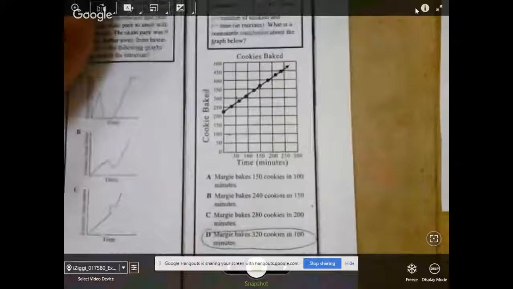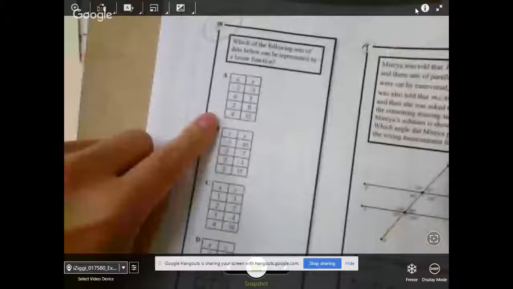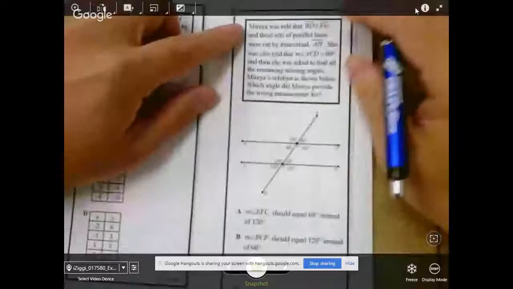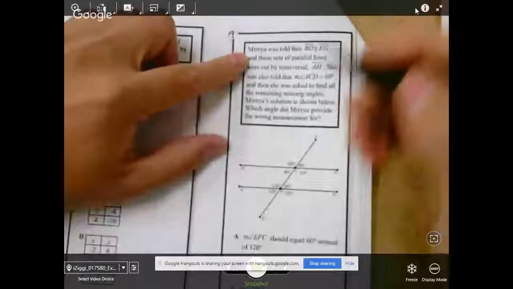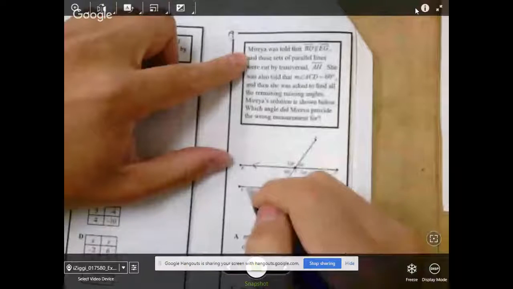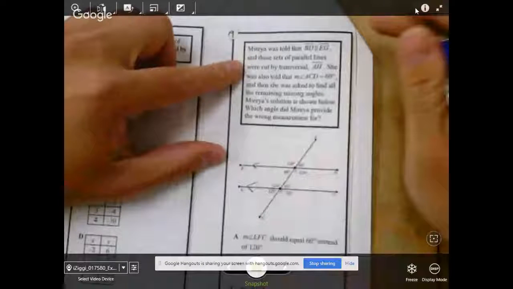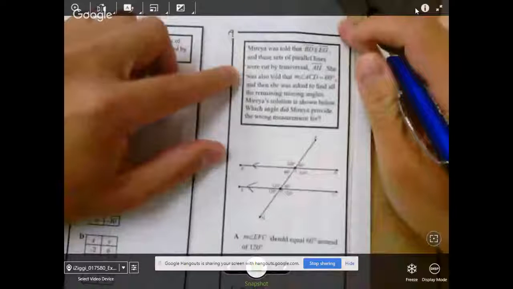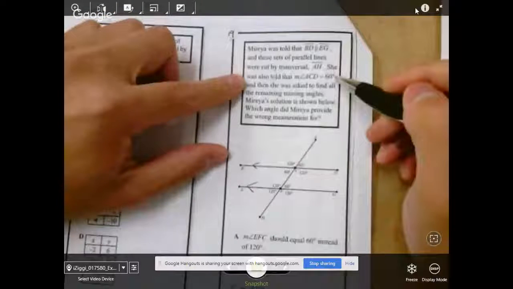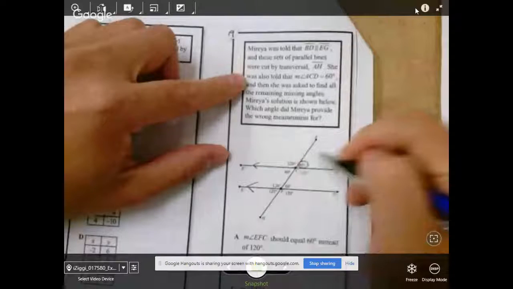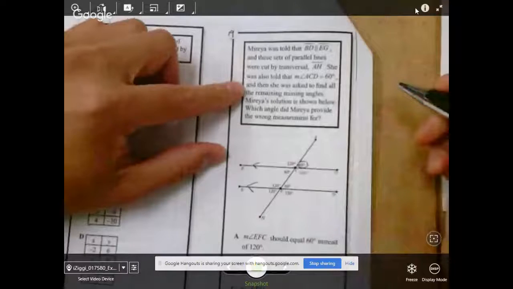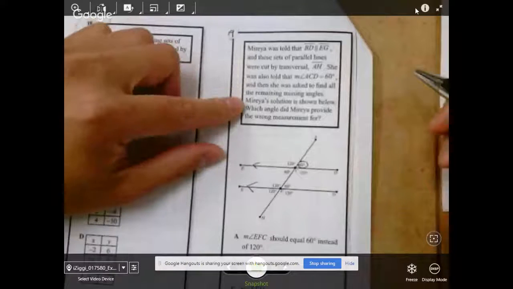19. Maria was told that BD and EG, those lines, are parallel to each other, and they're cut by this transversal. She was told that ACD is 60 degrees. She was given that. And then she was asked to find all the remaining measurements below. Which angle did Maria provide the wrong measurement for?